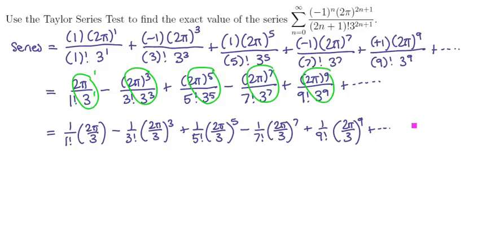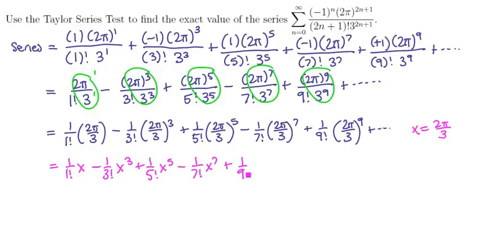Now, since we have one expression in powers, let's call it x right now. So we'll replace 2π over 3 with x, and so this becomes 1 over 1 factorial times x, minus 1 over 3 factorial times x cubed, plus 1 over 5 factorial times x^5, minus 1 over 7 factorial times x^7, and all the way down the line. The upshot is that this series right here is nothing more than the Taylor series for sine of x. And sine of x has an infinite radius of convergence. And so that means any value can be plugged in and the series will work.